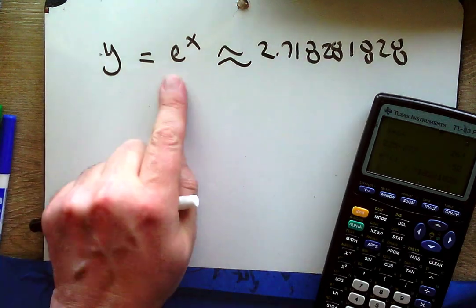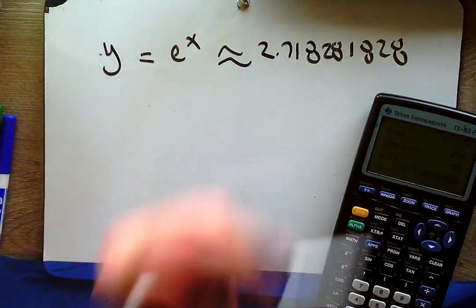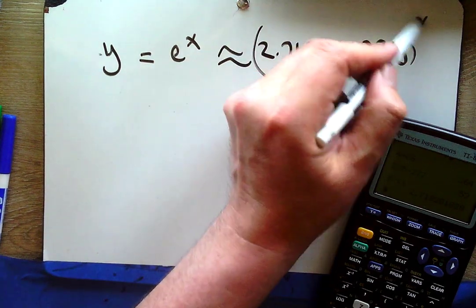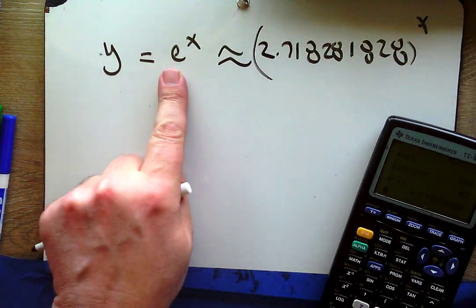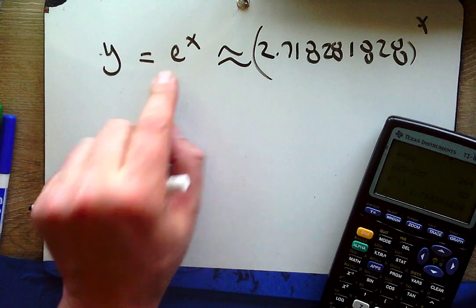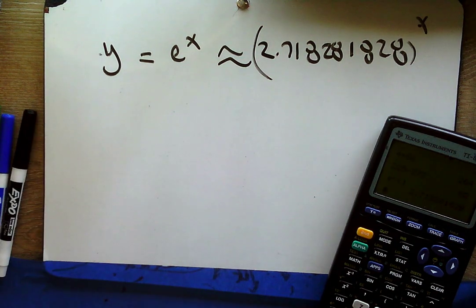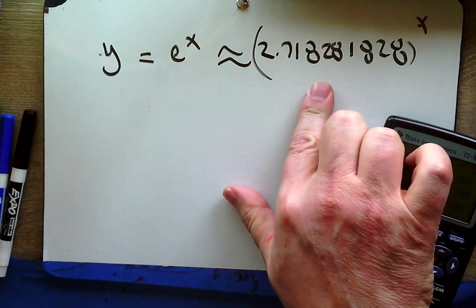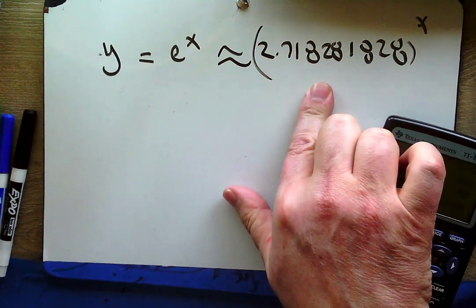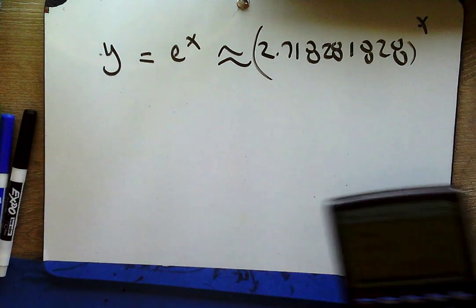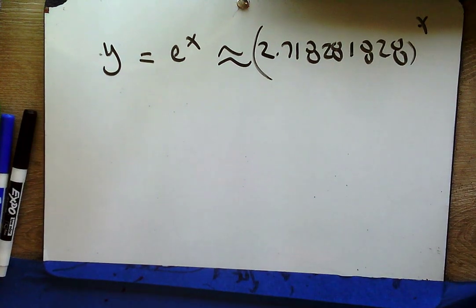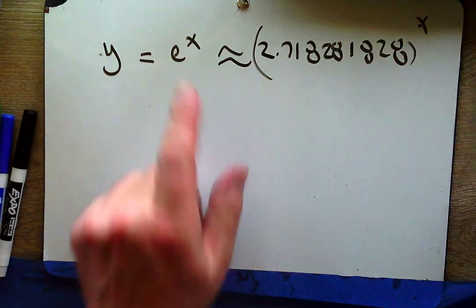And now this, e to the x power. This is e because of Euler, E-U-L-E-R. Euler found this number in some very interesting natural occurrences that we're going to be talking about in this unit. And yeah, it's kind of interesting.